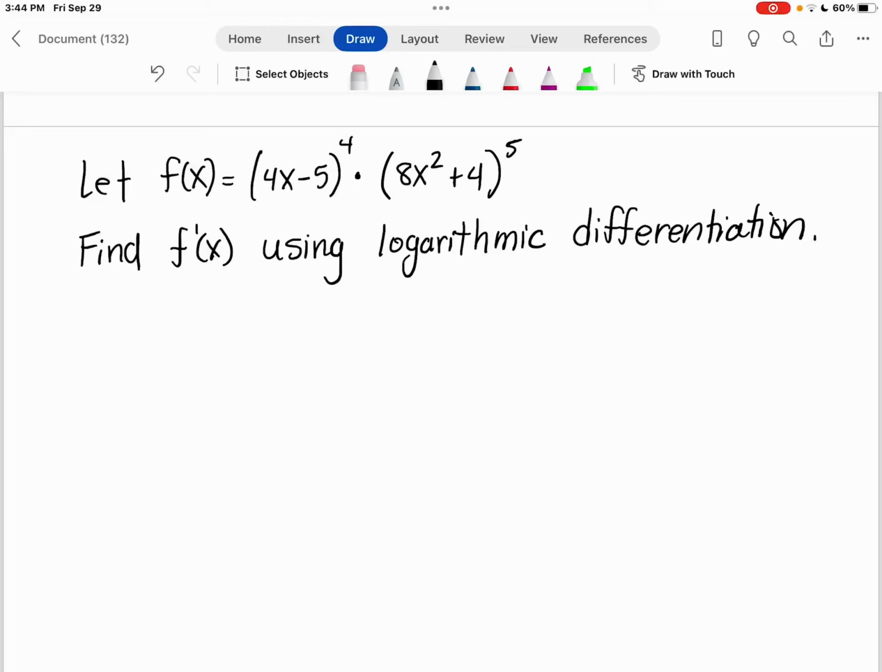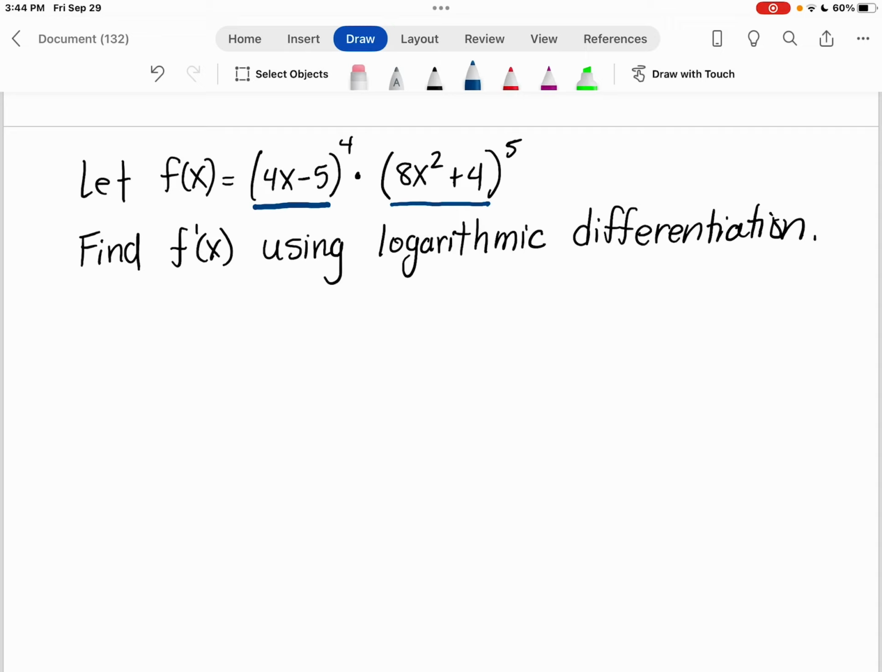Let f of x be the quantity 4x minus 5 raised to the power of 4 times the quantity 8x squared plus 4 raised to the power of 5. And we are going to use logarithmic differentiation to find the derivative of f of x. Now, if you notice here, we have the product of two functions.